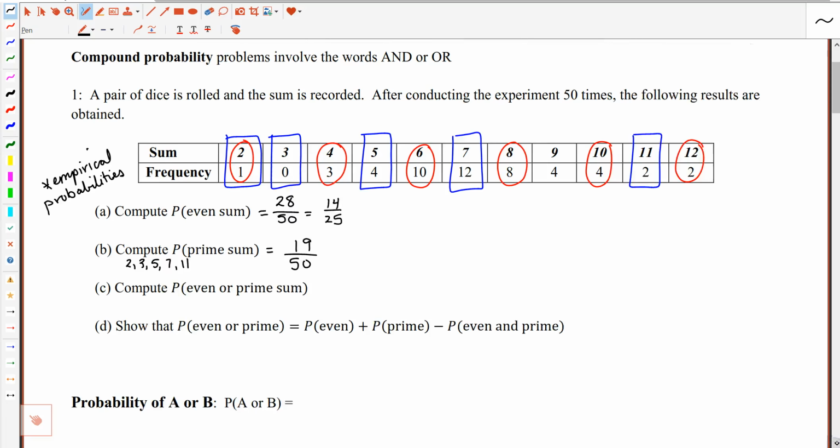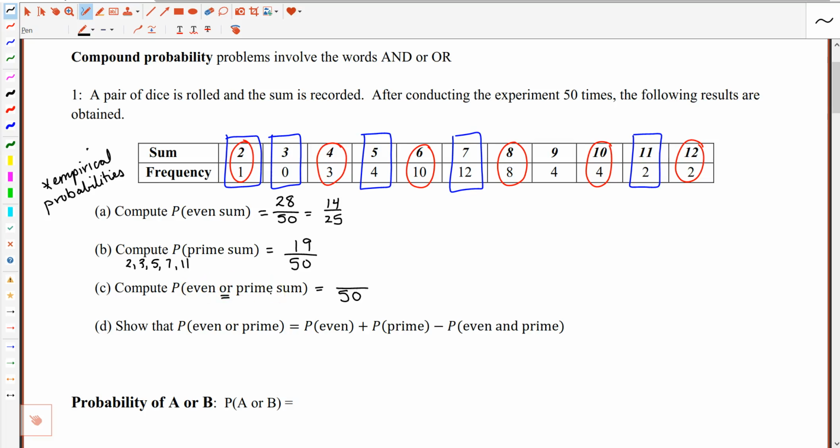Alright, so this starts getting into the types of probabilities we're going to be looking at in this section. Compute the probability of an even sum or a prime sum. That means if we got an even sum, we want to count it, and if we have a prime sum, we want to count it. Again, we only ran 50 trials of the experiment, so that's still going to be the denominator. To build my numerator, I want to count any sums, their frequencies, if they were either even or prime.